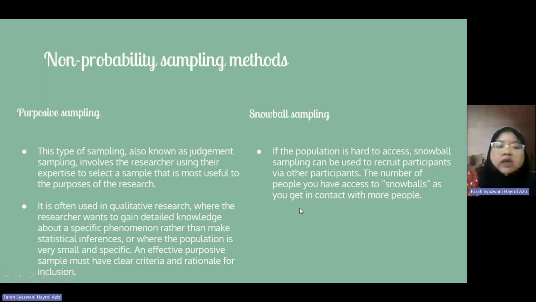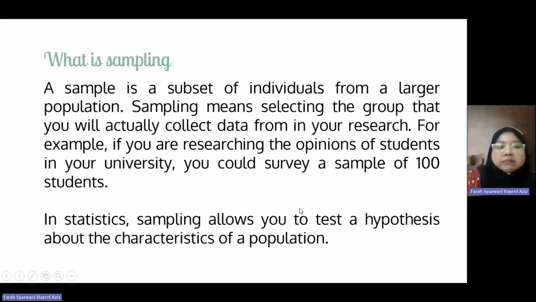Okay, so let's recap again: what is sampling? A sample is a subset of individuals from a larger population. Sampling means selecting the group that you will actually collect data from in your research. For example, if you are researching the opinions of students in your university, you could survey a sample of 100 students. In statistics, sampling allows you to test a hypothesis about the characteristics of a population.